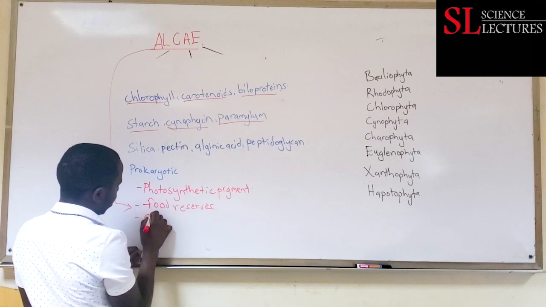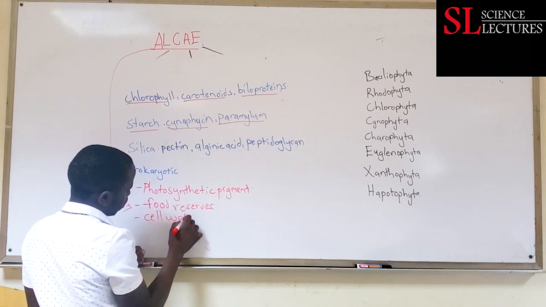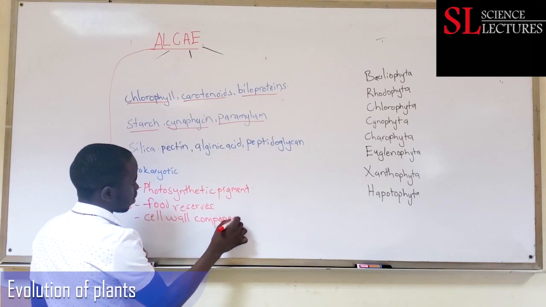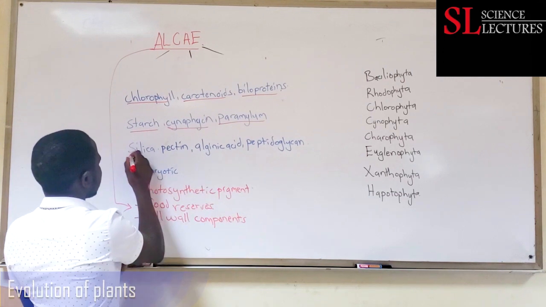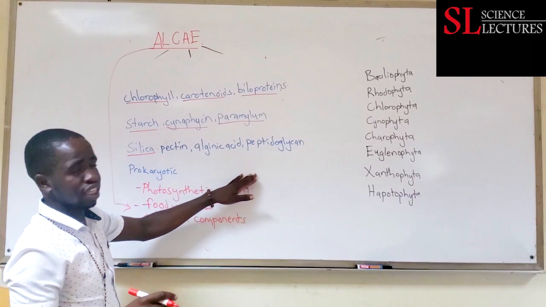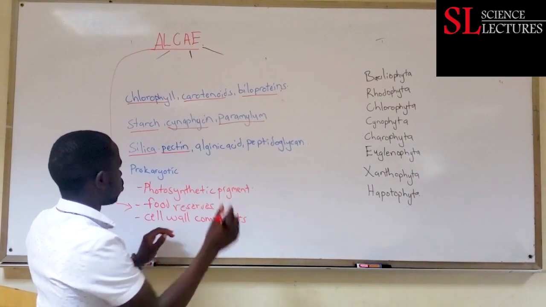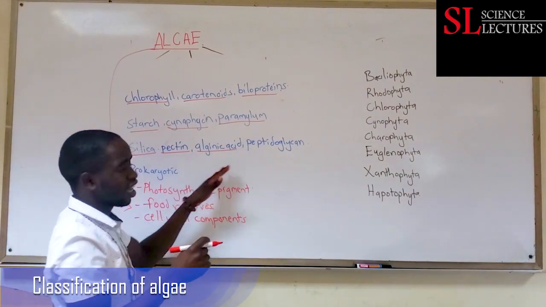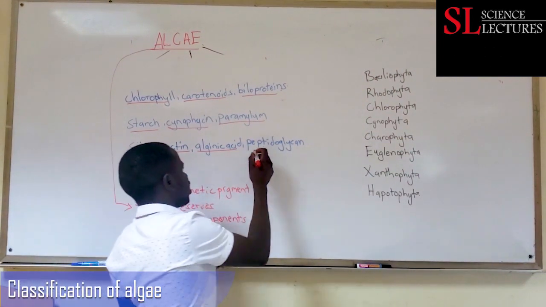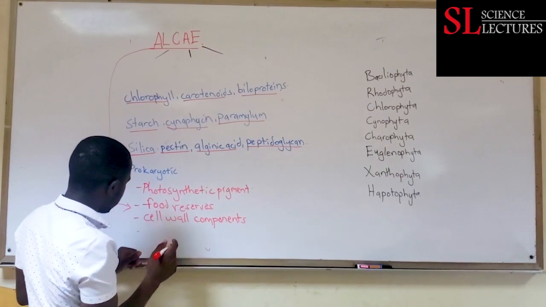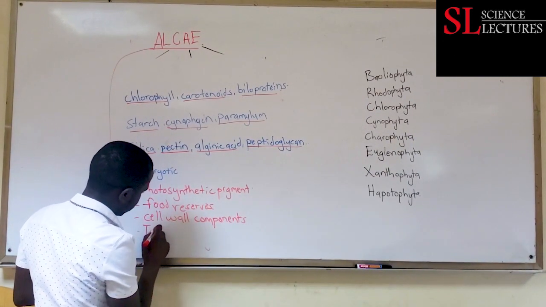Number 3, depending on the cell wall components. Depending on the cell wall components, what makes up the cell wall? Some algae have silica in their cell wall. Others have pectin in their cell walls. Others have alginic acid in their cell wall. Others have peptidoglycan.